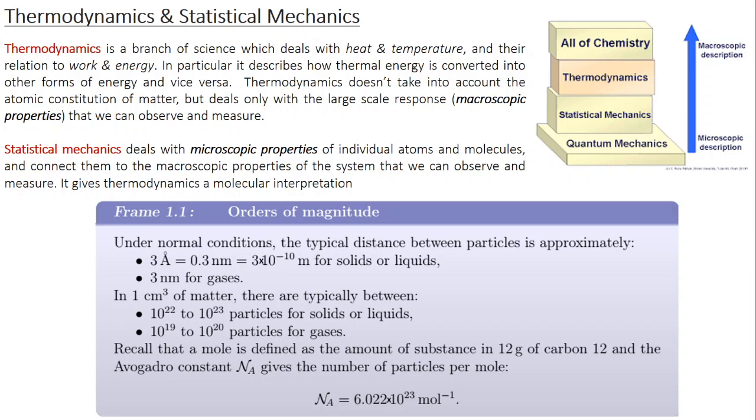On the other hand, if you want to get a better picture of the microscopic properties of a system, then you will have to resort to another branch of thermal physics known as statistical mechanics. Here, you are primarily exploring the microscopic properties of individual atoms and molecules and connecting these microscopic properties to the macroscopic properties of the system, which we can observe and measure.